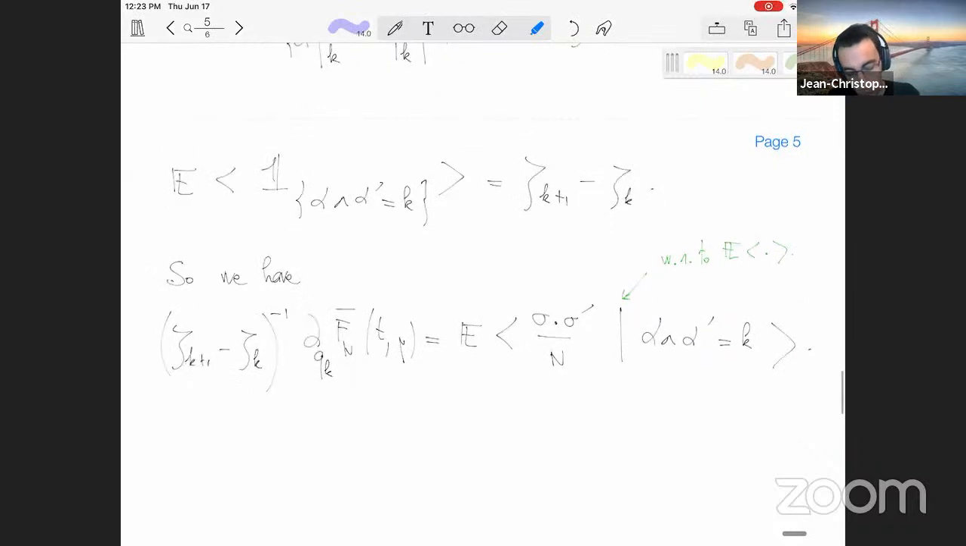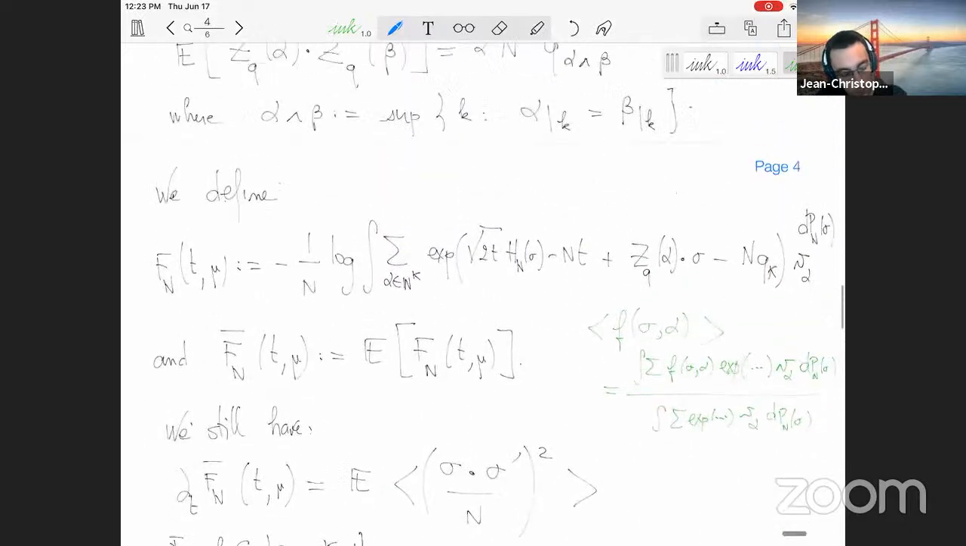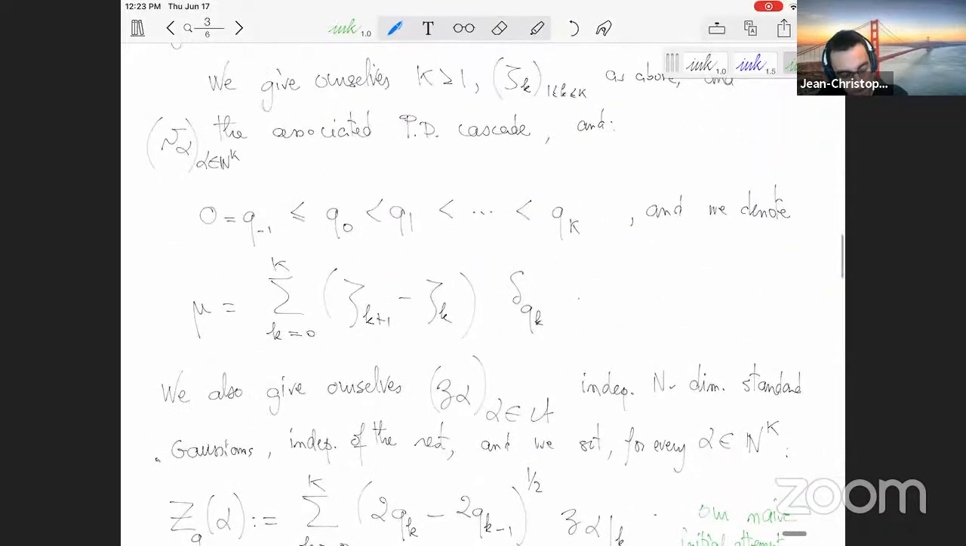This is only a little bit of chit chat for why I like to write the left-hand side in this form, with a division by zeta k plus 1 minus zeta k. I remind you, let me display one more time the definition of mu. You see this term in front is the weight of the Dirac at position qk.